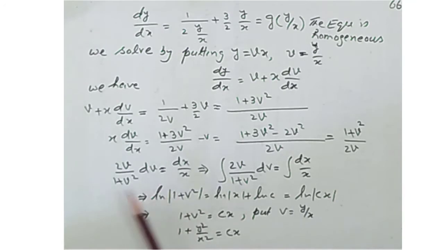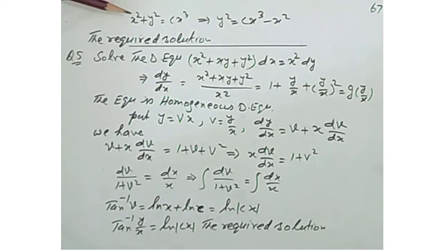So integrating both sides, function and its derivative, this becomes log of (1 plus v square) equal to log of x plus log of c, and this is log of cx. The logs will cancel. This gives 1 plus v square equal to cx. So we replace the value of v, which is y over x. This becomes 1 plus y square by x square equal to cx. We have x square plus y square equal to cx cube, and y square equal to cx cube minus x square, the required solution.